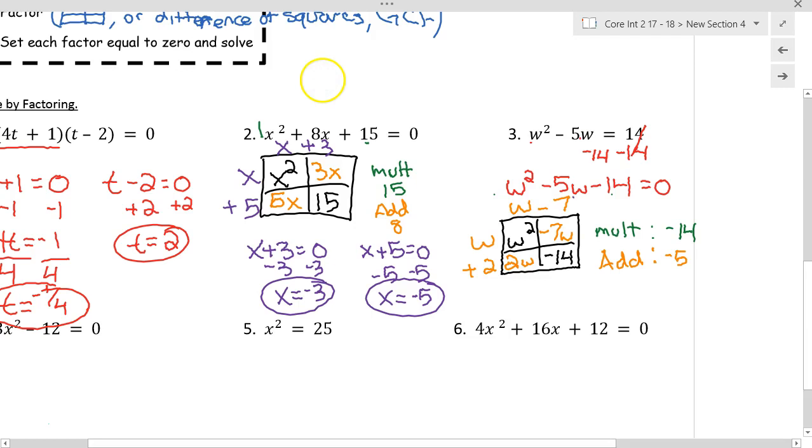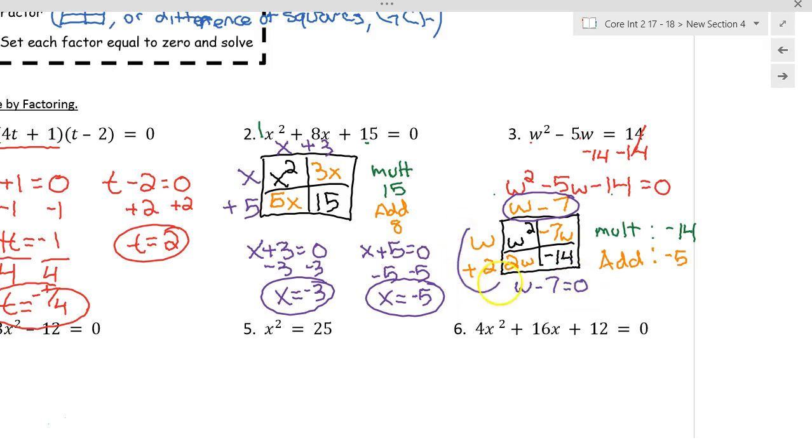Now I'm going to take these and set them equal to 0. w minus 7 equals 0. w plus 2 equals 0. Add 7: w equals 7. Subtract 2: w equals negative 2. So w equals 7 and w equals negative 2.